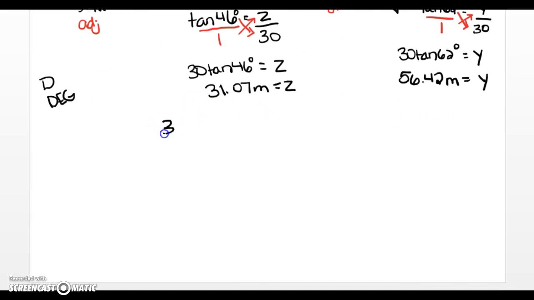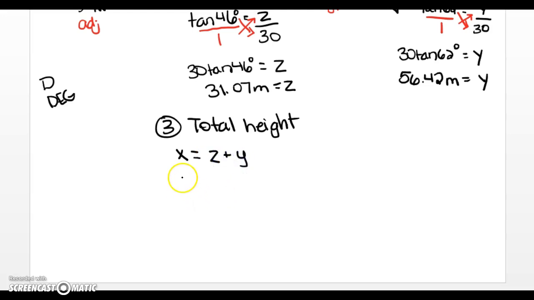So our final step, step number 3, is to find the total height, which is our x value. So your x value is equal to the height of your z height plus the height of y. So you'll write 31.07 meters plus 56.42 meters. If you were to add that up, what we should find is that our total height is 87.49 meters.